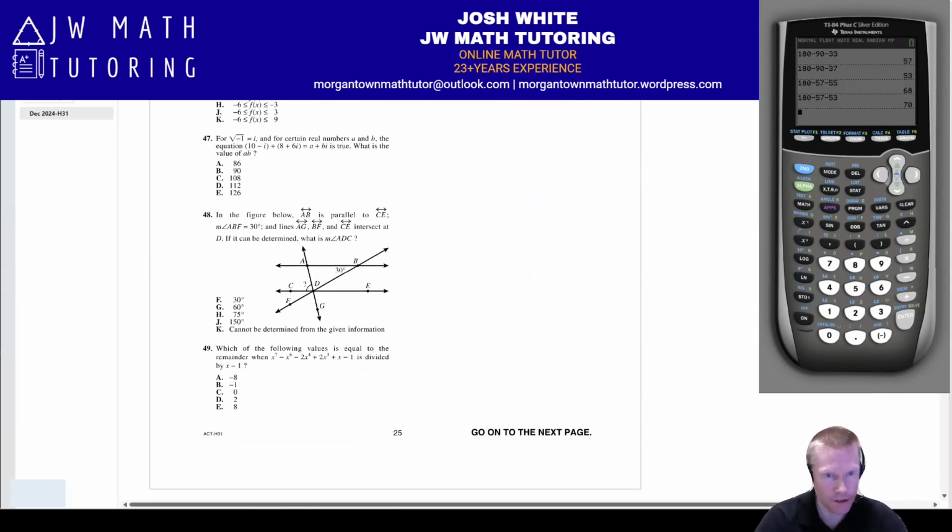All right, let's take a look next at another geometry problem, number 48. Here you have 2 parallel lines and 2 different transversals. You're given 1 angle, so there are some things you can figure out based on that. We know this angle is 30 because it's an alternate interior angle. We know this angle is 30 because it's a vertical angle with BDF. We know that this is 150 because these 2 angles are supplementary. They form a straight line, i.e. they're a linear pair.